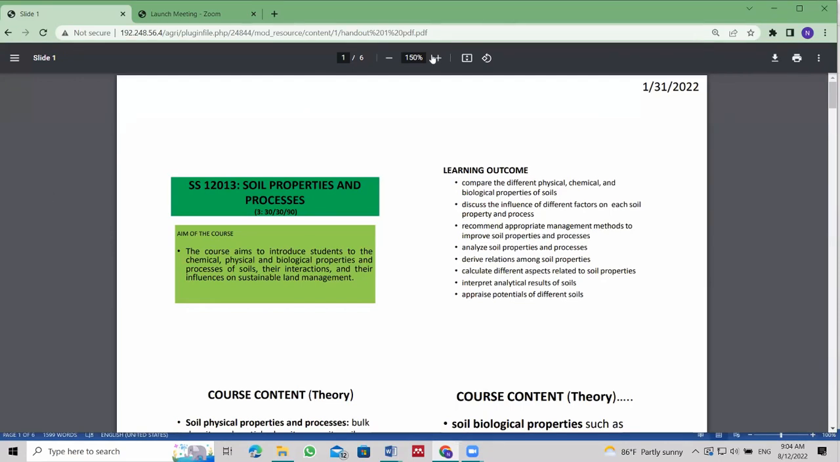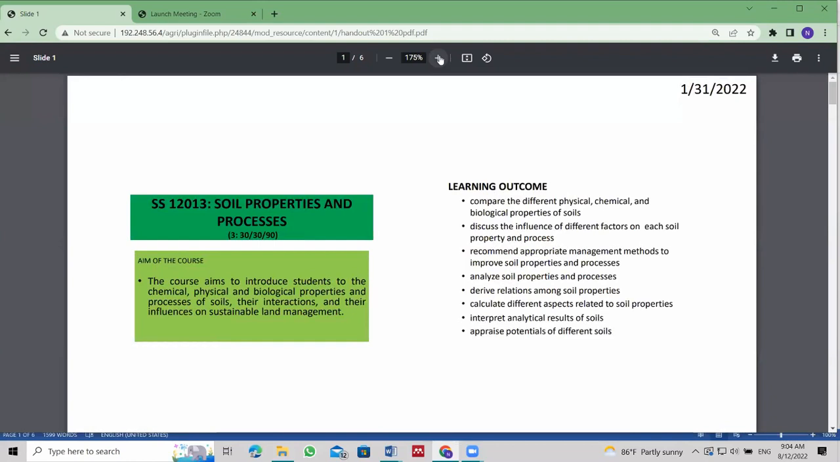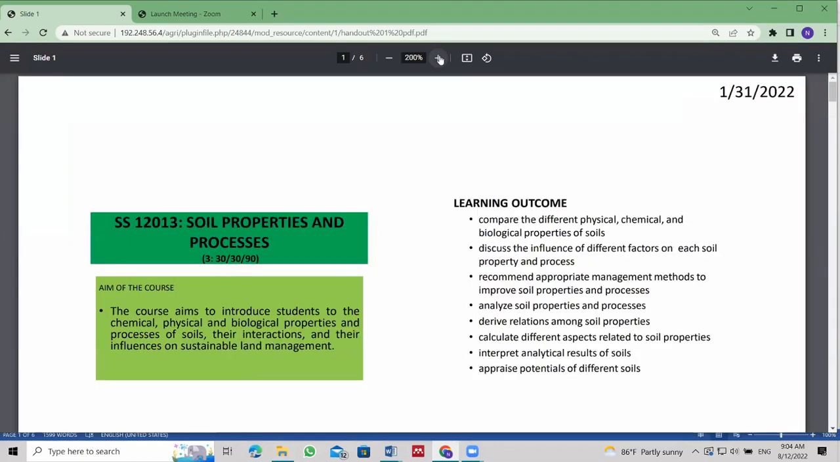Before going into the paper, I would like to tell about this. I have already given it to you as a handout. What are the learning outcomes of this course? So you have to concentrate on this. Learning outcome means what you should be able to do at the end of the course.